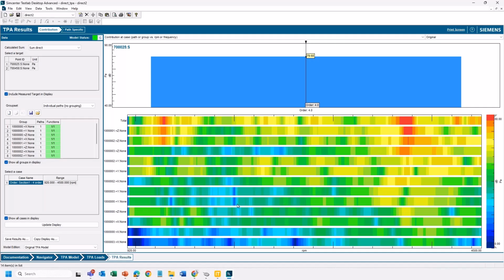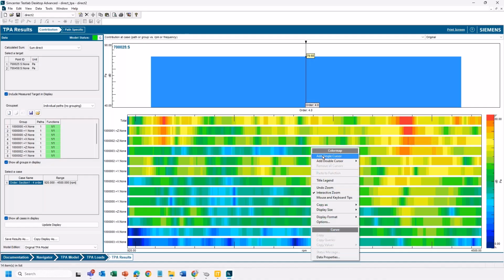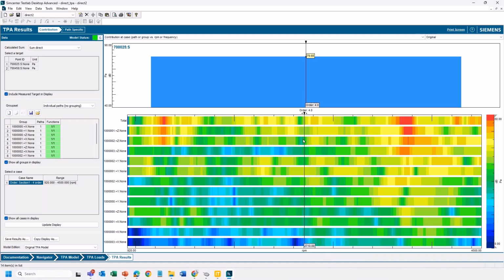Would you say that one of these paths is maybe more interesting than the others? What do you think, Steph? Probably the first, 1,000,001 in the Z. Yeah, 1,000,001 in the Z has a red higher level at, you can see what RPM that is, right at 3,744 RPM. We got a high level there in 1,000,001 in the Z, contributing to the total. There's even high contribution from it at 1,277 RPM. Would you say that 1,000,001 is the only path contributing to those two problem RPMs?